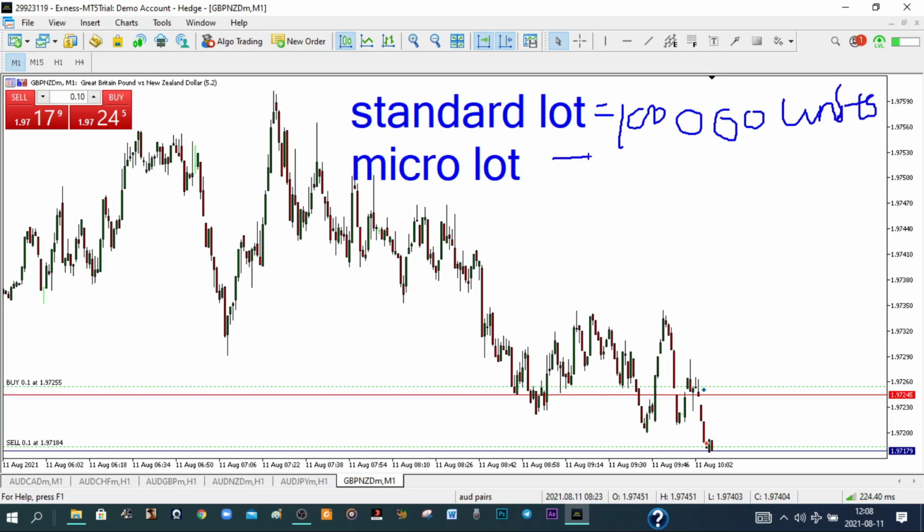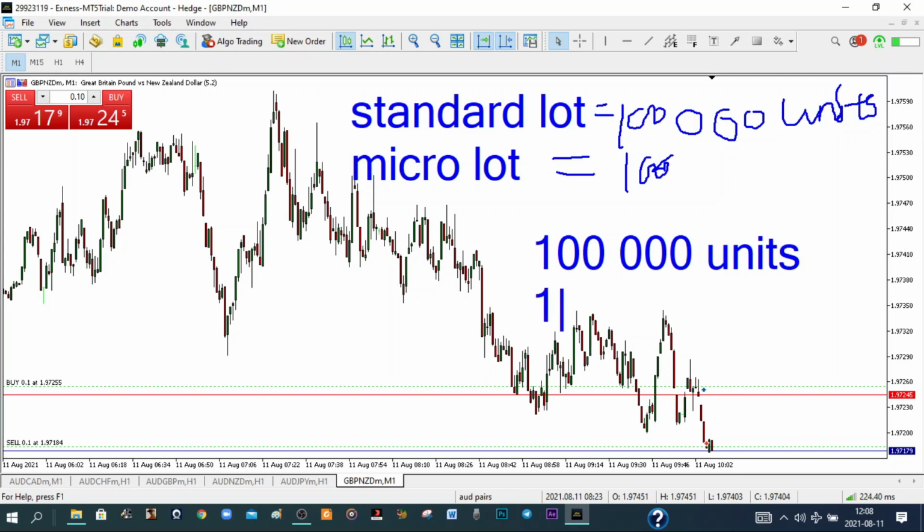And now for a micro lot, this is equal to 1,000. Forgive my handwriting, but I know you get what I want to say. It is equal to 1,000 units. So maybe I should just type it out. We said a standard lot is equal to 100,000 units, and then a micro lot is equal to 1,000 units.